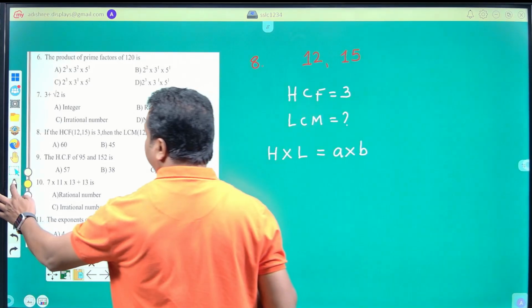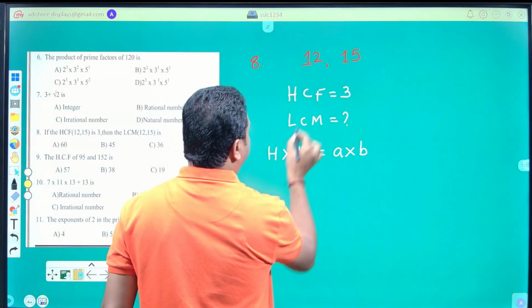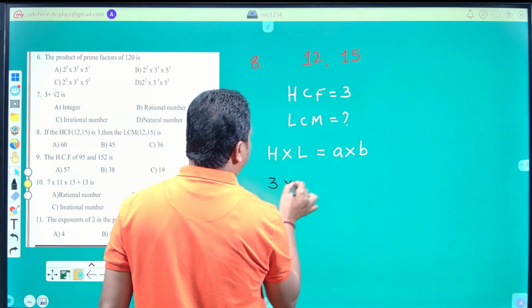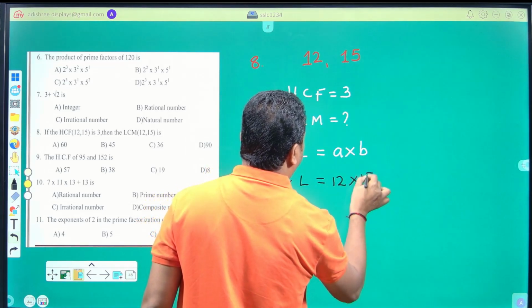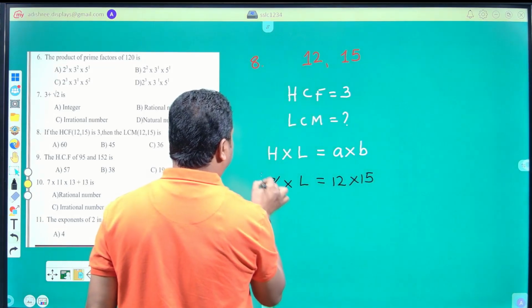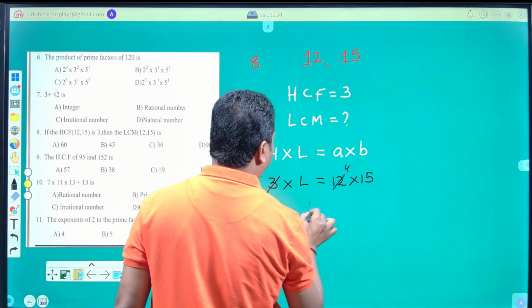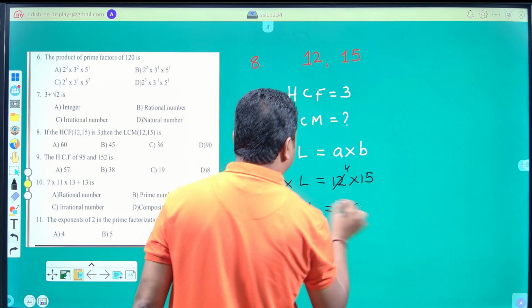Now let's substitute the values. HCF is given as 3, LCM as it is, A is 12, B is 15. So I can consider 3 ones are 3, 3 fours are 12. Therefore L is equal to 15 into 4, which is 60.